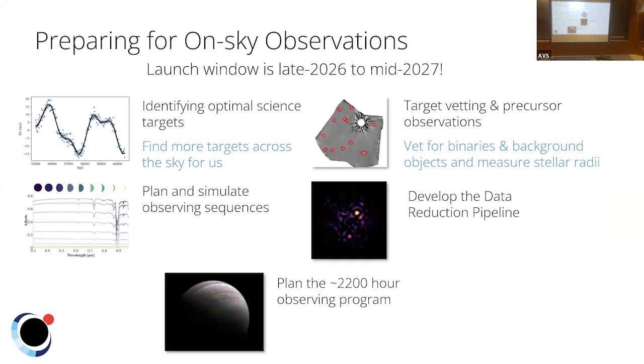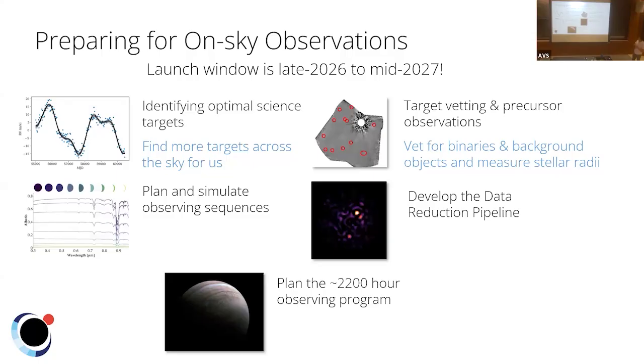We're quite busy. In the meantime, we have lots of things to do. We're trying to identify the optimal science targets to try to image things like the first reflected light planet. What is the best target with the best visibility for us to do it? We have a lot of precursor target vetting. You can ask me about this later, but binaries around massive stars is one of our huge concerns that we aren't sure about.